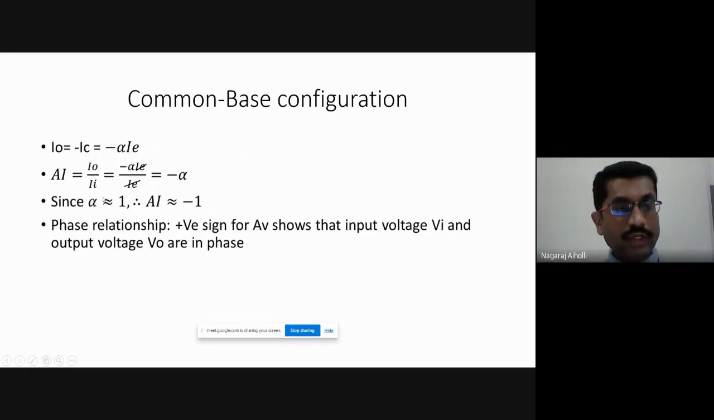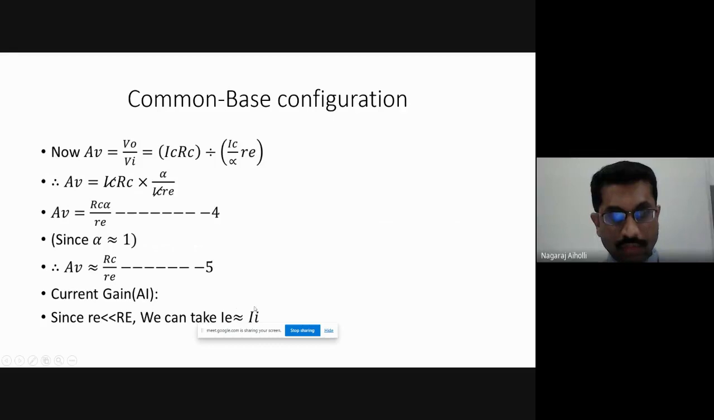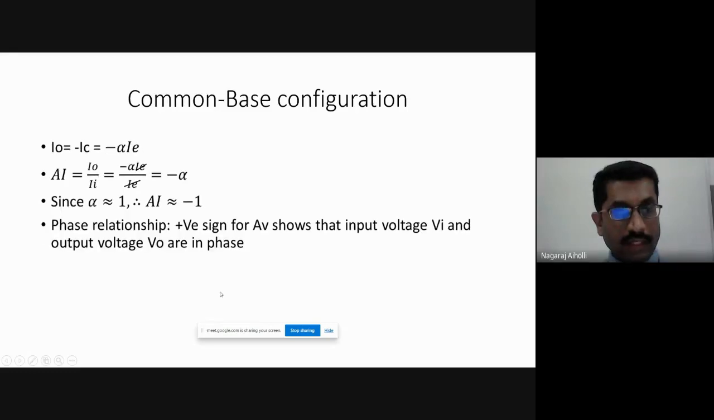AI, current gain, is output current by input current. Output current is minus alpha IE. Then input current, what we have obtained here, Ii is approximately equal to IE. Substitute that. IE and IE will cancel. We get AI is equal to minus alpha. Since alpha is approximately equal to 1, the current gain AI is minus 1. Alpha is approximately equal to 1, typical value. Therefore, the current gain is approximately equal to minus 1.